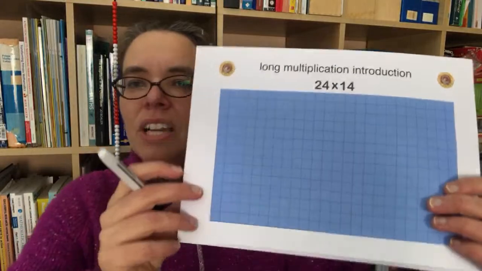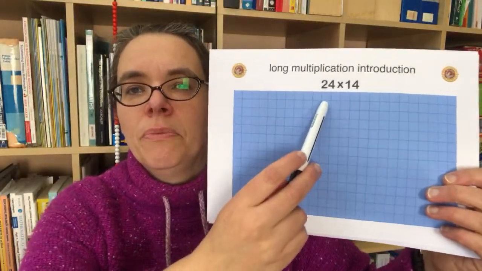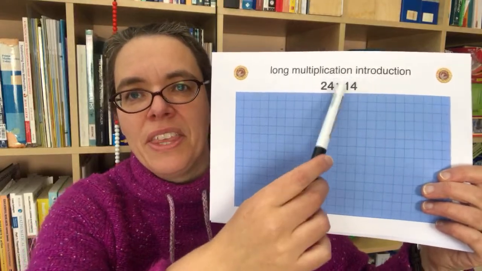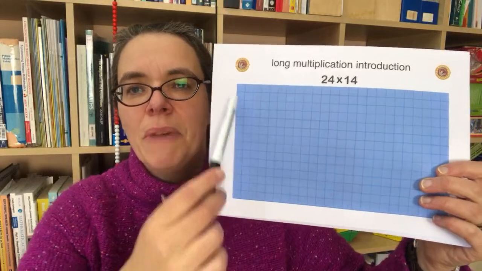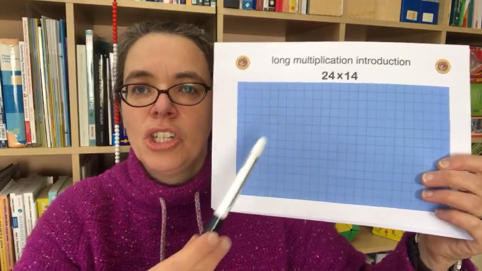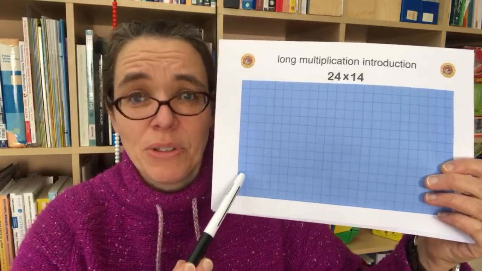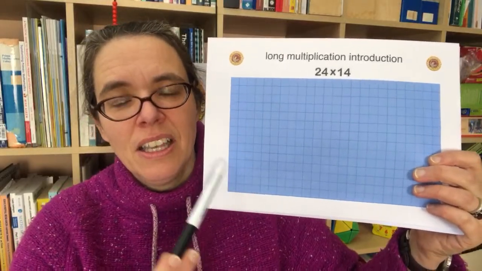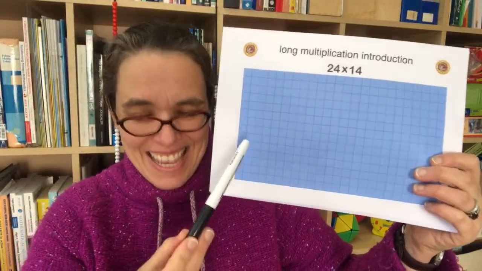So the introduction to long multiplication worksheets look like this. They show long multiplications where the smaller number is between 13 and 19. They show them as arrays, so children can puzzle out the answers to these simply by counting all the squares. And we can revise what multiplication is.